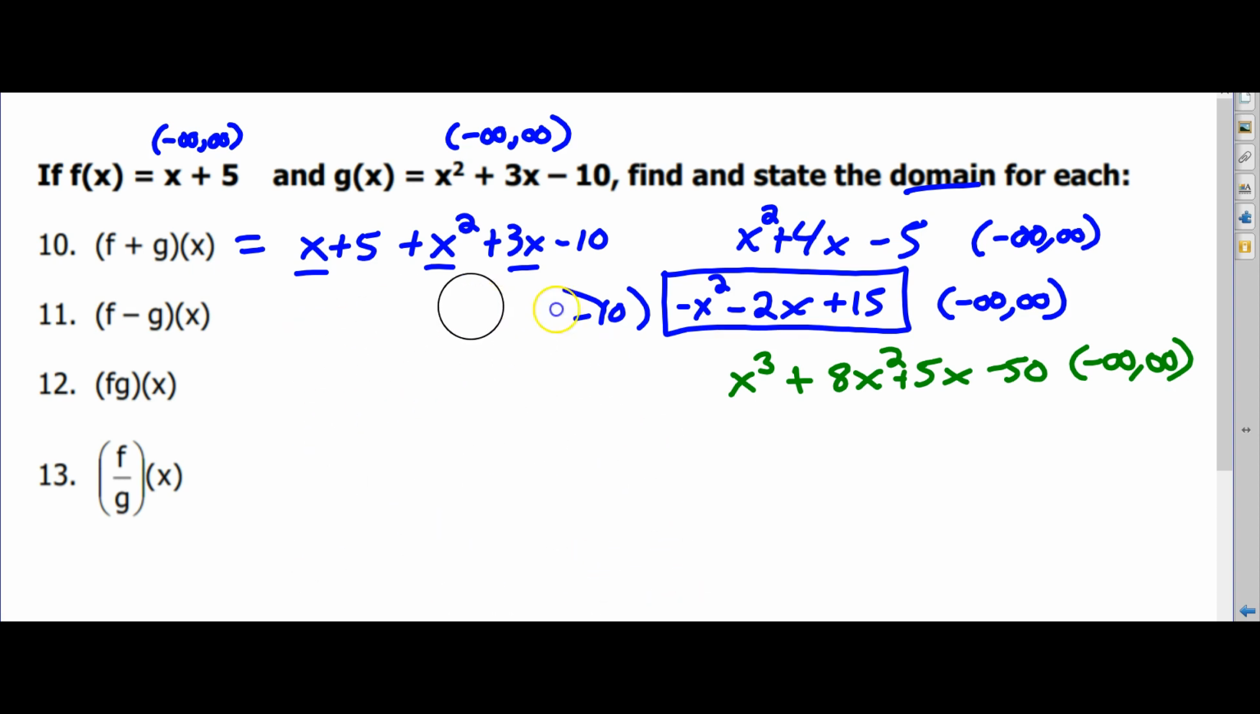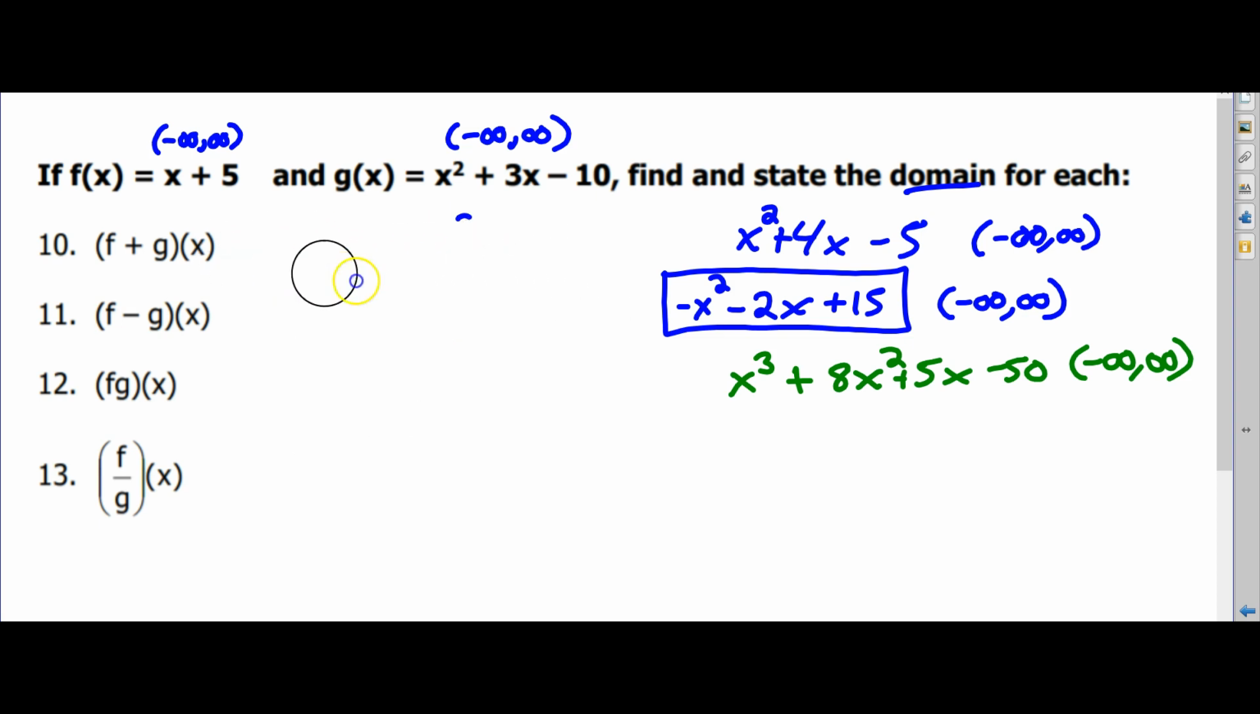I'm going to erase this because it's getting kind of crowded here to do the last problem. So I've got f over g of x. So I'm going to take the f function, write it out, x plus 5 over x squared plus 3x minus 10. And for the domain, if I left it like this and said, okay, there it is, I divided it out, I still need to know what the domain is.